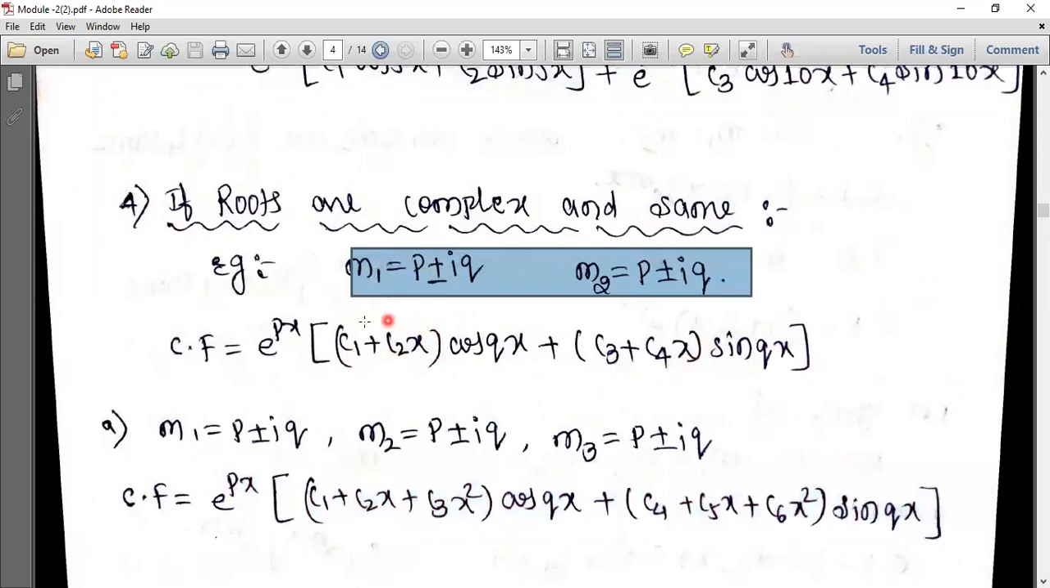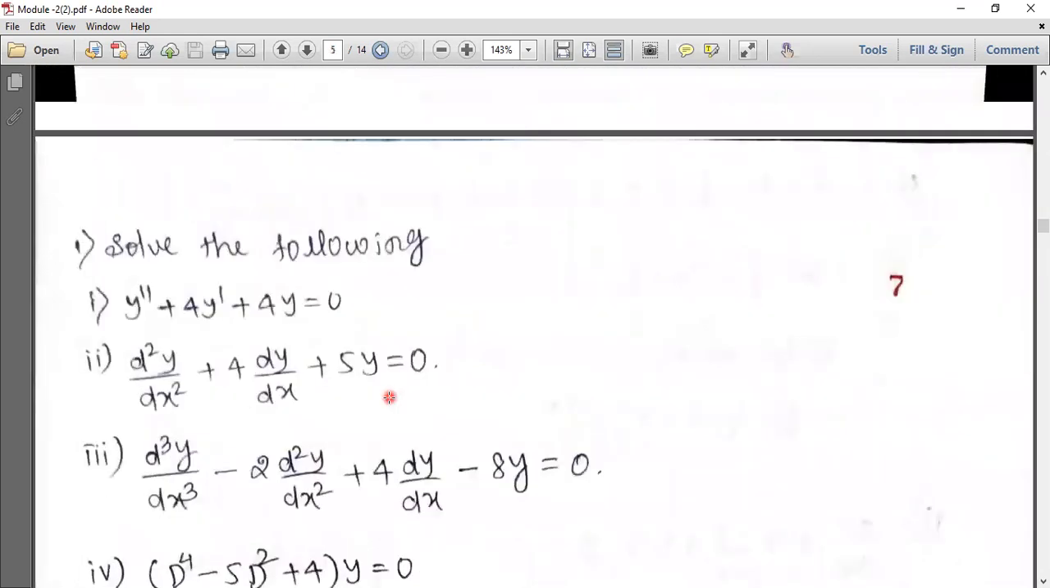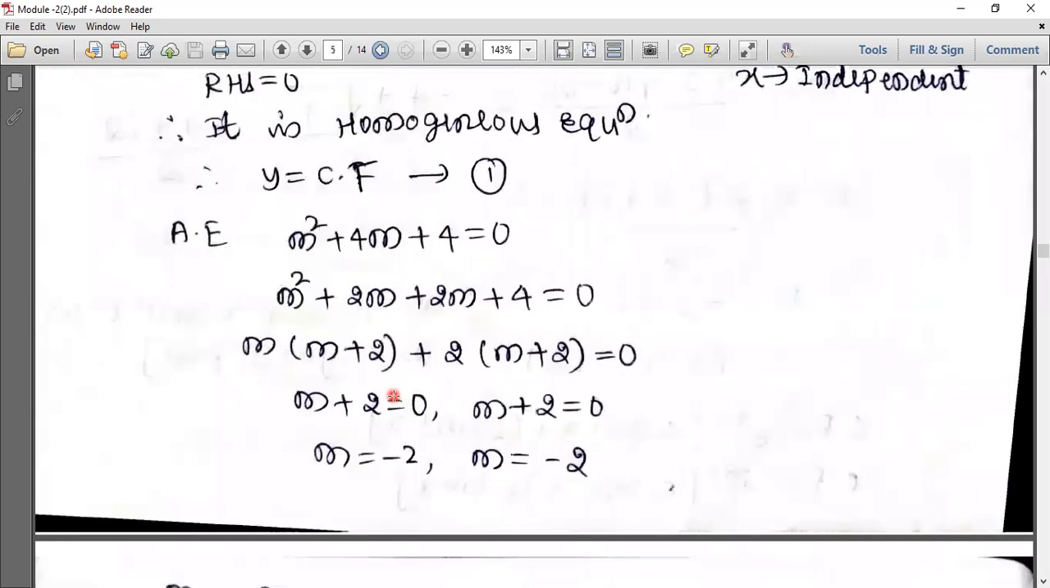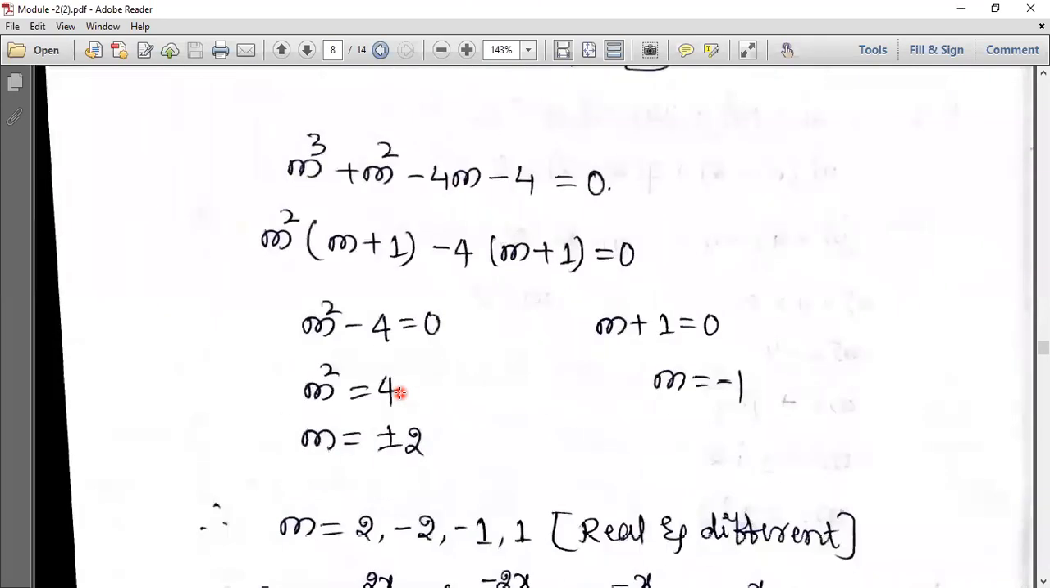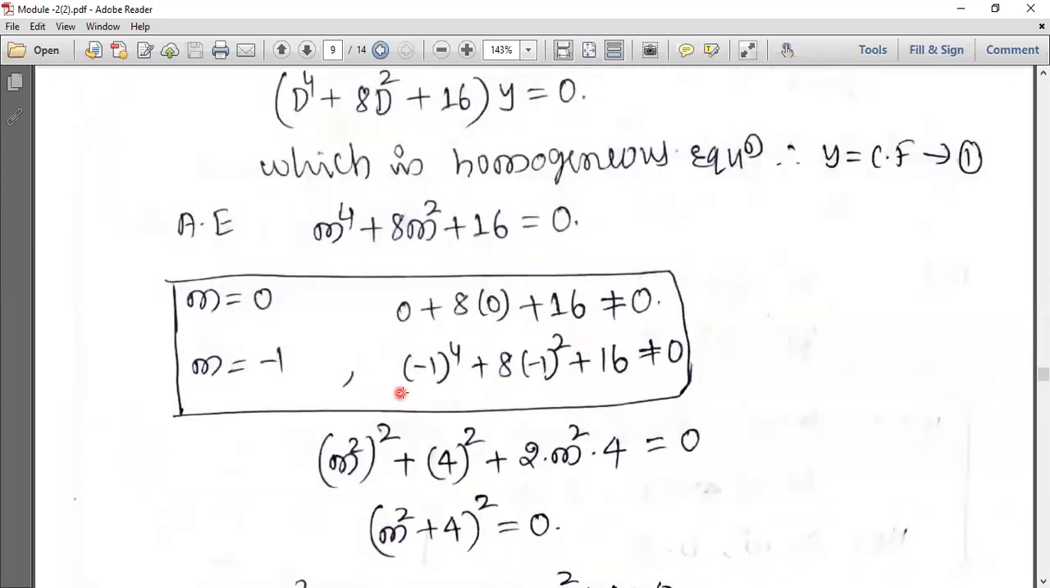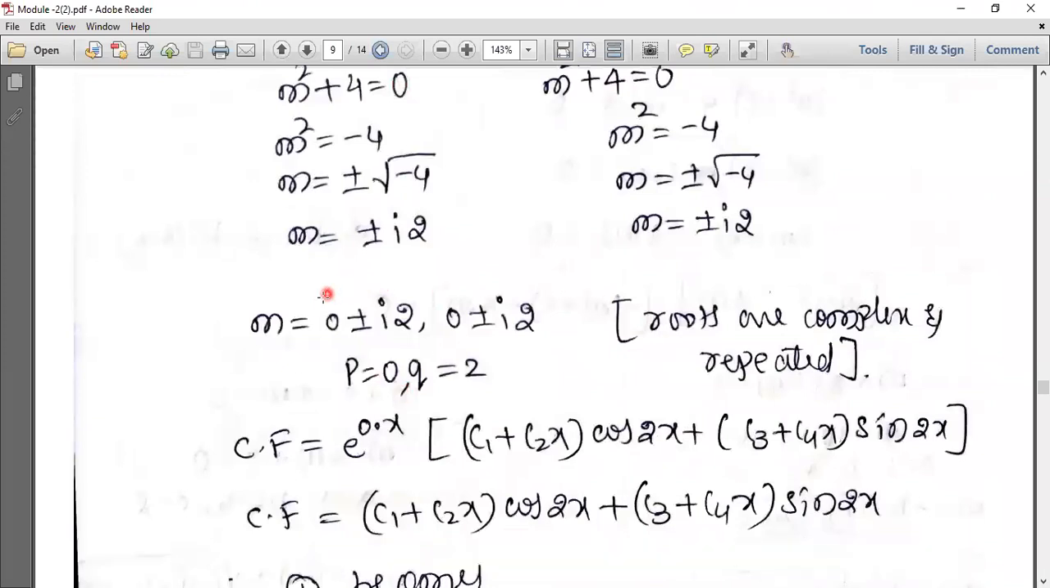So C1 plus C2 of X cos QX. So I had done up to here. Okay, so here, how many times are they repeated? Here also they have repeated 2 times. So you have to write up to C1 plus C2 of X.